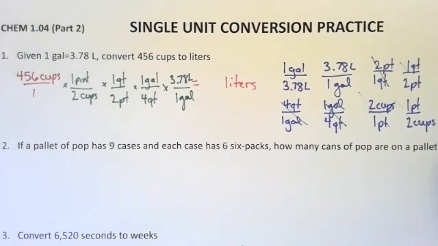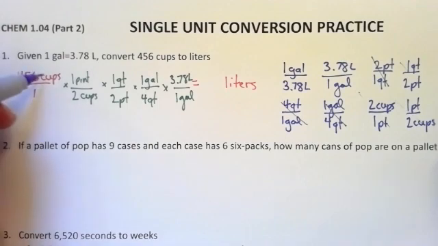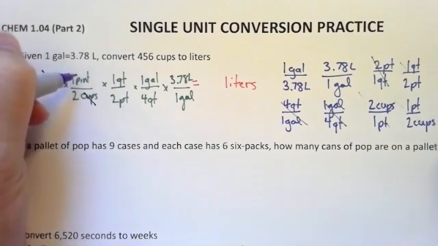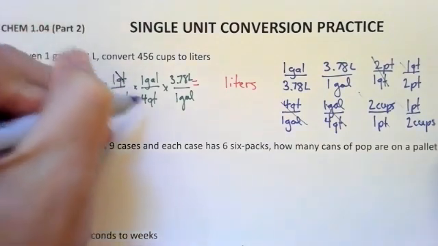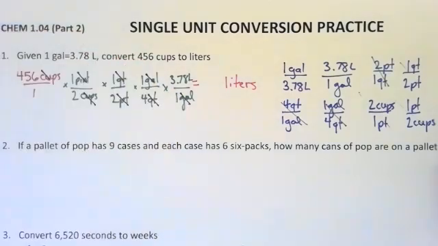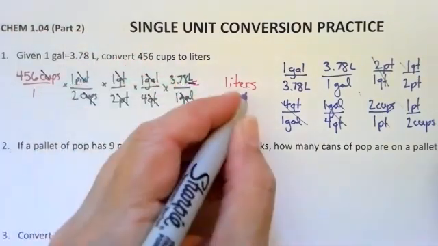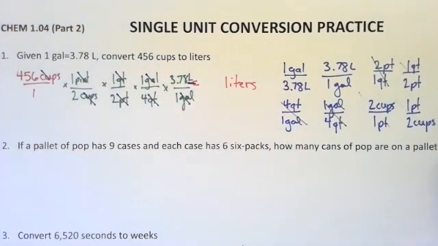Now I want to cancel my units. I have cups on the top, cups on the bottom, pints on the top, pints on the bottom, quart, quart, gallon, gallon. And the last unit standing is liters, which matches what I have over here.